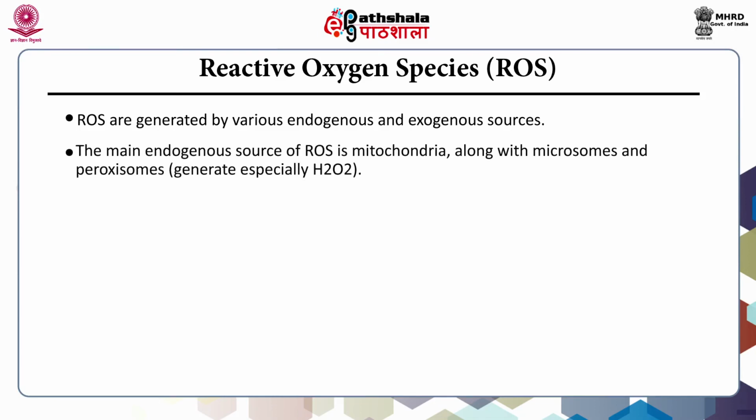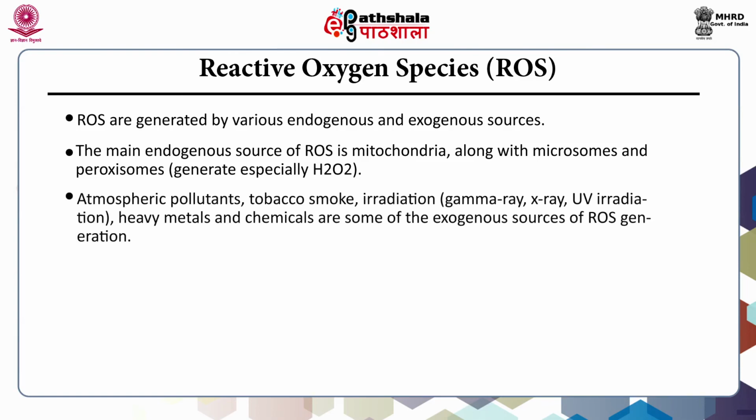The main endogenous source of ROS is mitochondria, along with microsomes and peroxisomes. These generate especially H2O2. Atmospheric pollutants, tobacco smoke, then irradiation by gamma rays, X-rays, UV etc., then heavy metals and chemicals are some of the exogenous sources of ROS generation.